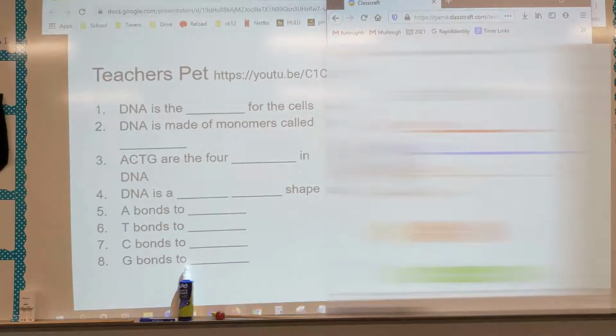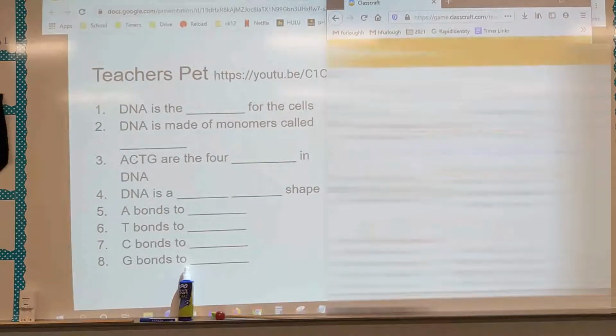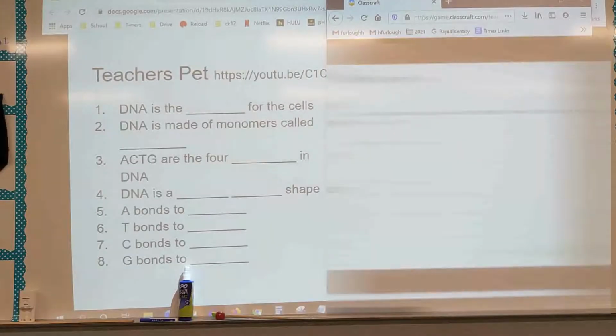All right. Can I see that? I need to write that down. Okay. So DNA is made of monomers called nucleotides. Why don't you have it written? A, C, T, G are the 4 bases in DNA. Right. They would be the bases. All right.